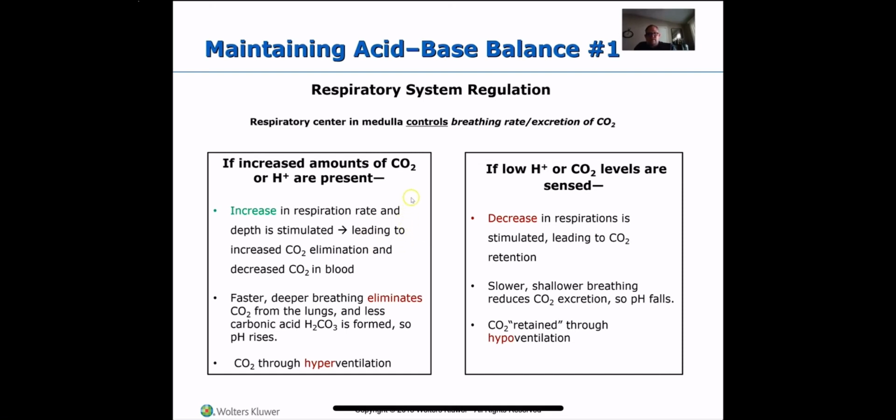So if increased amounts of CO2 or hydrogen ions are present, you're going to increase your respiratory rate, leading to increased CO2 elimination and decreased CO2 in the blood. Like we said, if you're going acidotic, the telltale sign is Kussmaul's respiration. What are you doing? You're going fast and you're going deep, so you can breathe out as much CO2 as possible. If you go low, you're going to have decreased respirations. So you're going to breathe slower, trying to hold on to that CO2 a little longer to form that additional acid.